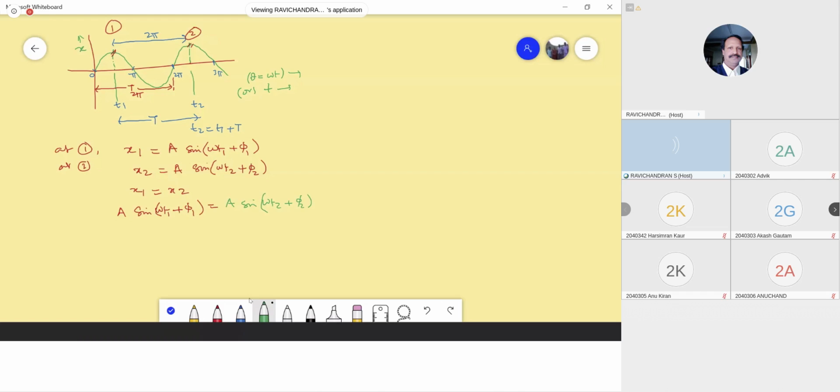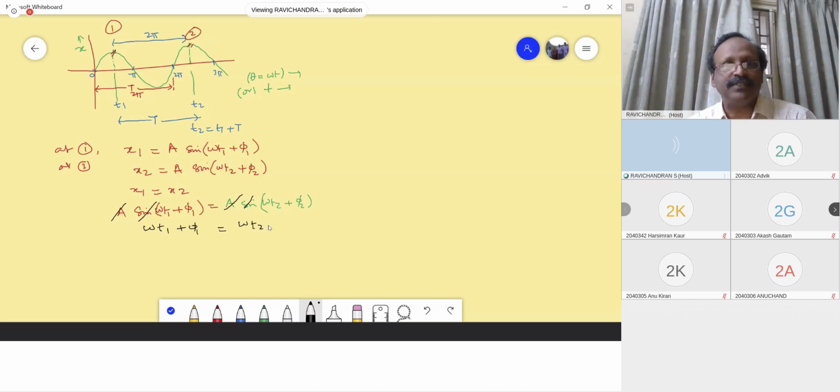As simple as that. Now I can cancel this into this. Sine also I can cancel. Therefore, I get omega t1 plus phi 1 is equal to omega t2 plus phi 2. Correct? Now what I want to write here, this t2 is equal to t1 plus T.